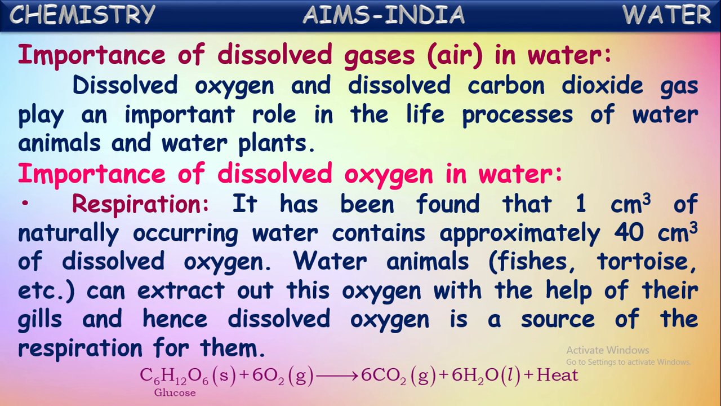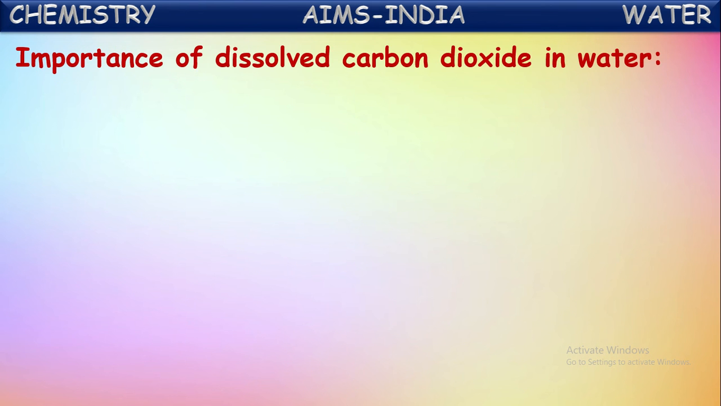Not only for those, for all the animals it happens. Okay, the food taken will be digested in the presence of oxygen gas and converts into carbon dioxide, water and heat energy. Okay, this is the respiration process. So for the respiration of aquatic animals, this dissolved oxygen gas is very important. Now let us see the importance of dissolved carbon dioxide gas in water.